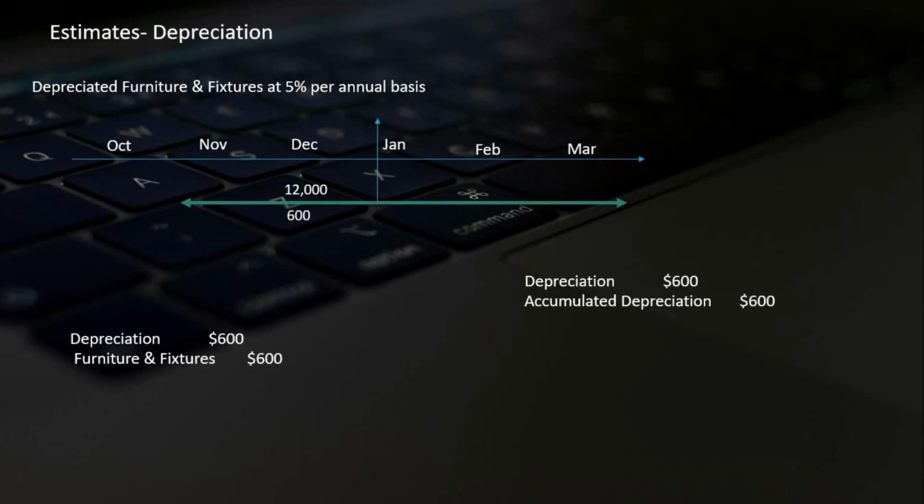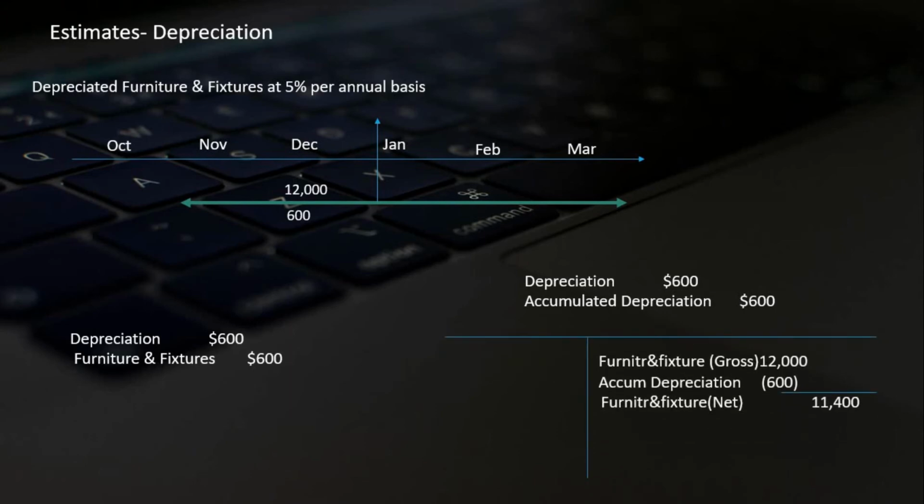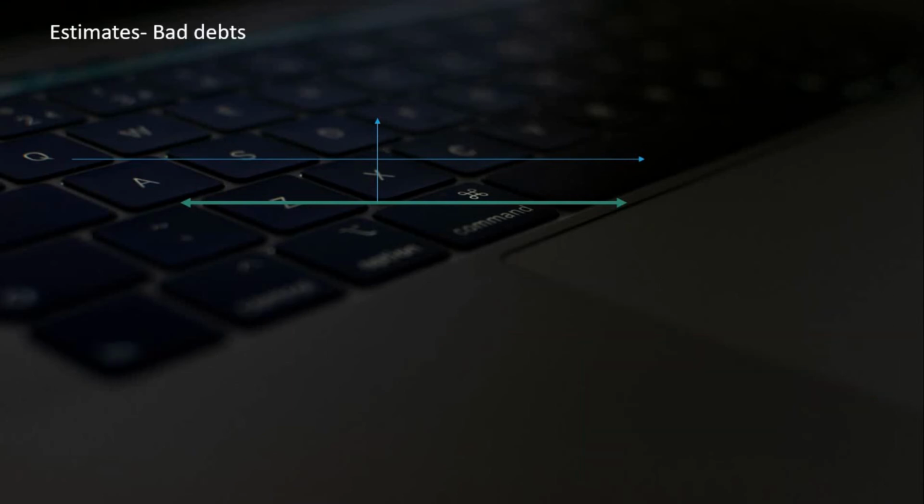Accumulated depreciation is a contra asset account which decreases the asset value on the balance sheet. After posting this entry, we will reduce the accumulated depreciation amount from the gross value of the fixed asset, and the fixed asset section will be like this: furniture and fixtures gross amount 12,000 and accumulated depreciation 600. The net value of furniture and fixtures is $11,400.